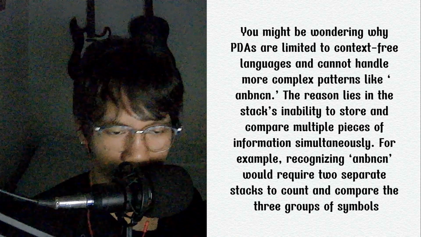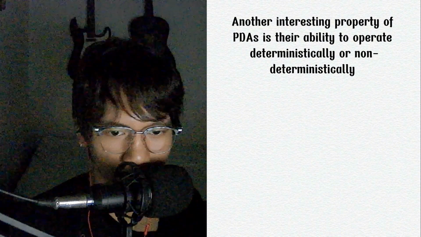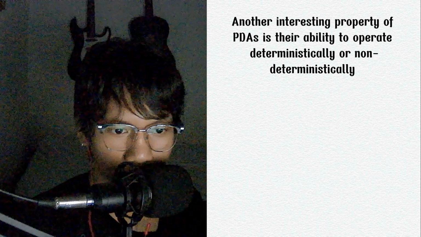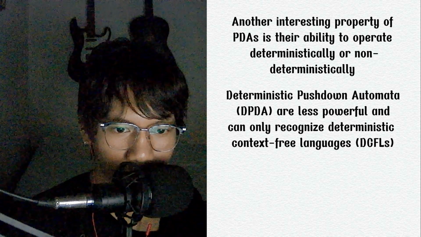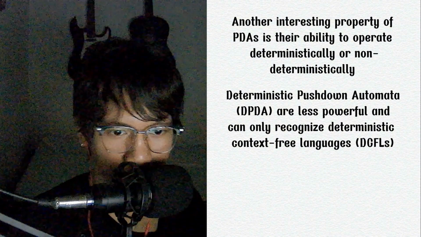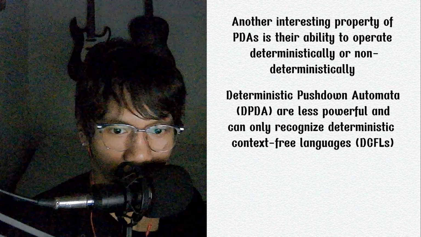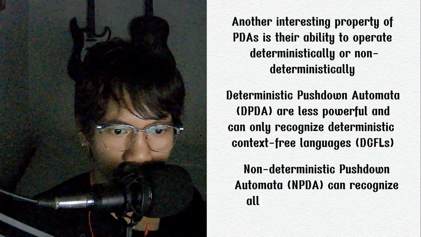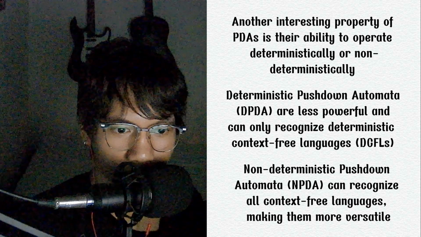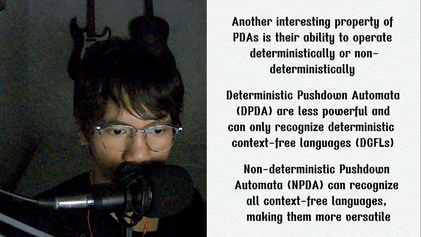Another interesting property of PDAs is their ability to operate deterministically or non-deterministically. Deterministic pushdown automata (DPDA) are less powerful and can only recognize deterministic context-free languages (DCFLs). Non-deterministic pushdown automata (NPDA) can recognize all context-free languages, making them more versatile.